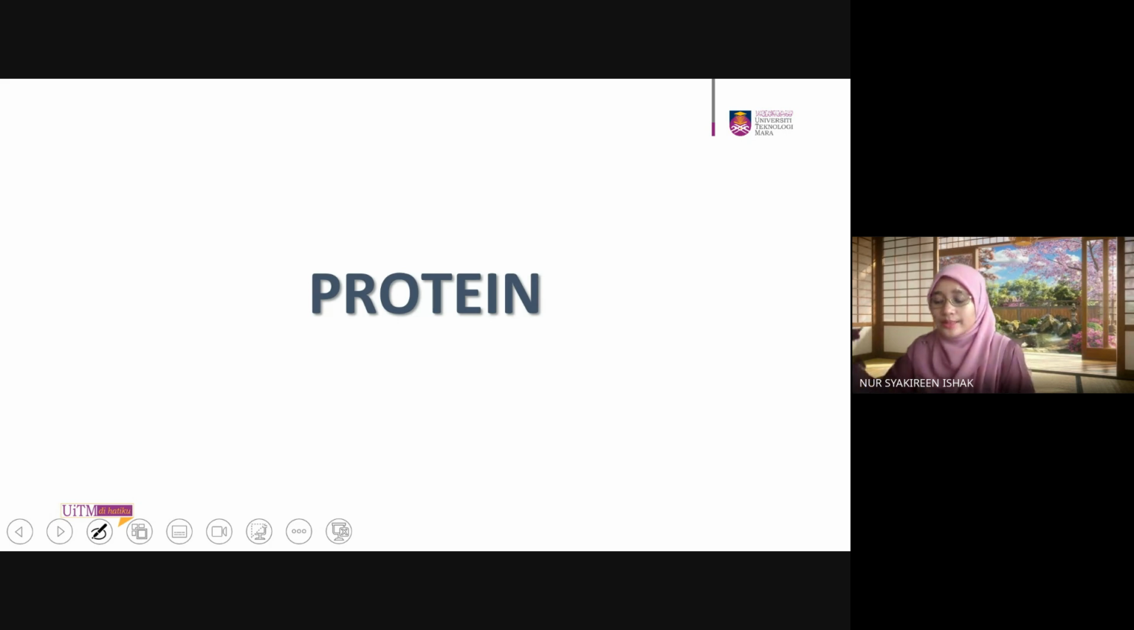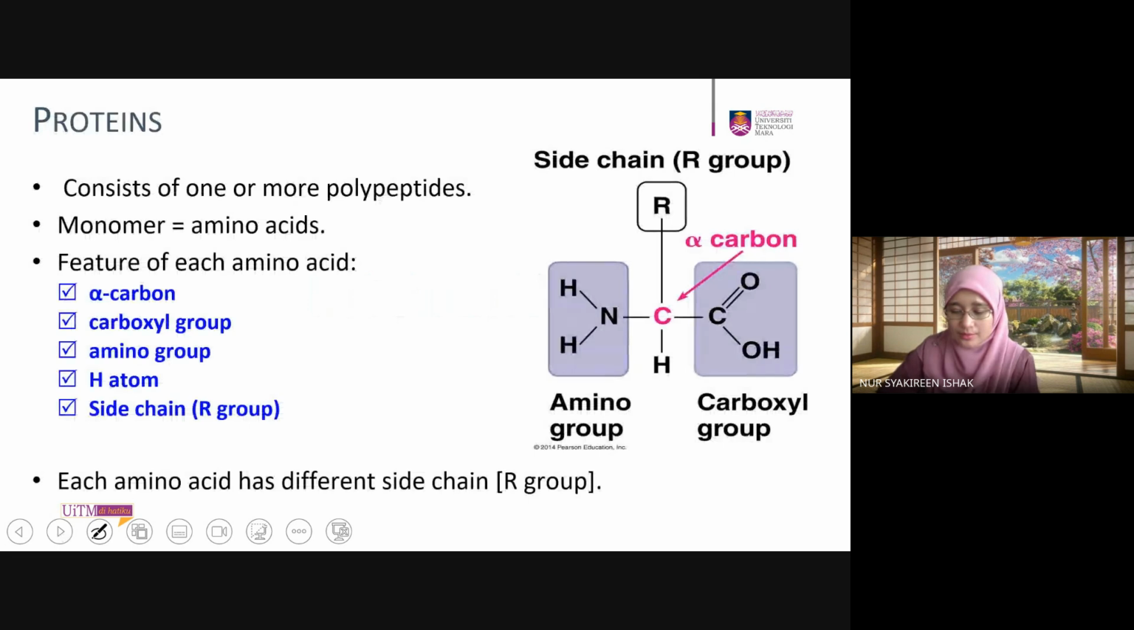Okay, so next, that is the introduction. Before we go deep into each of the macromolecules, the first macromolecule we are going to look at is protein. Okay, protein. So it says here protein consists of one or more polypeptides.